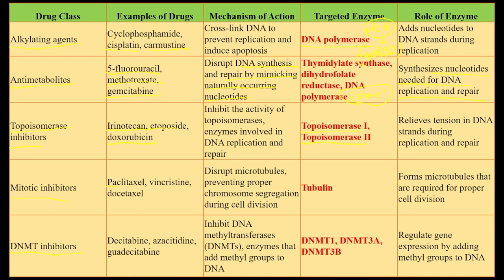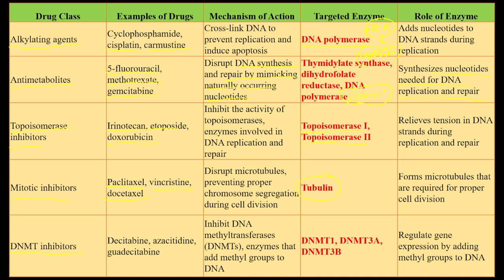Then we have the mitotic inhibitors. So paclitaxel, vincristine, and docetaxel. And it disrupts the microtubules, preventing proper chromosomal segregation. And the target molecule is the tubulin proteins, which form the microtubules that are required for proper cell division.